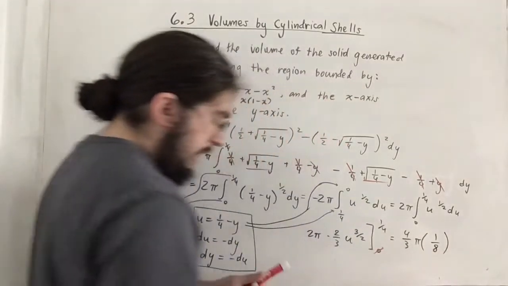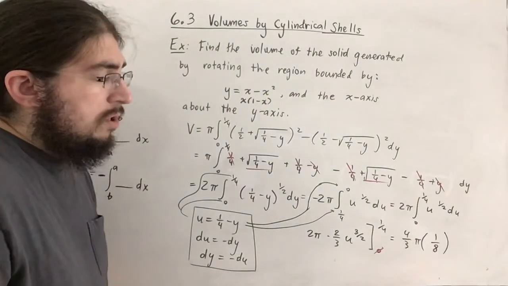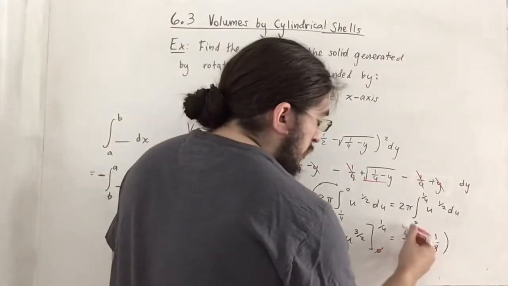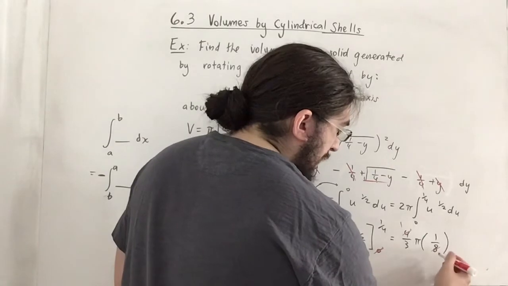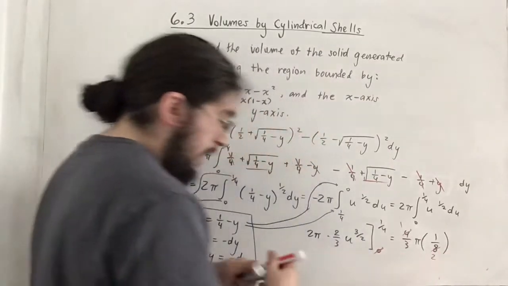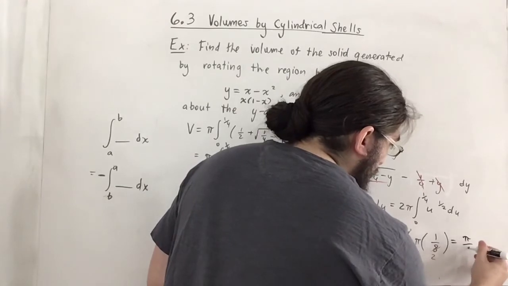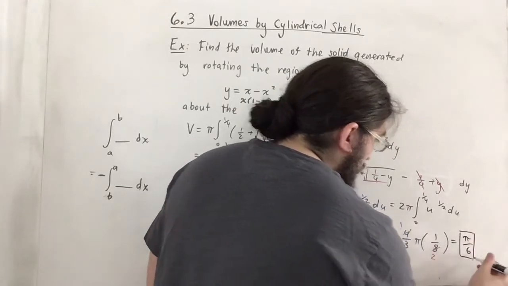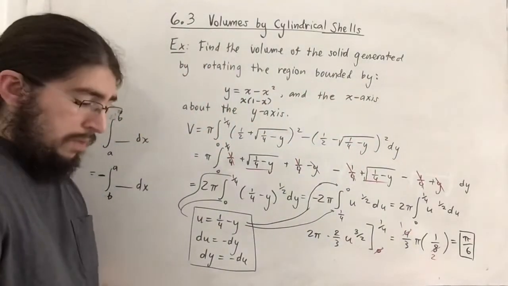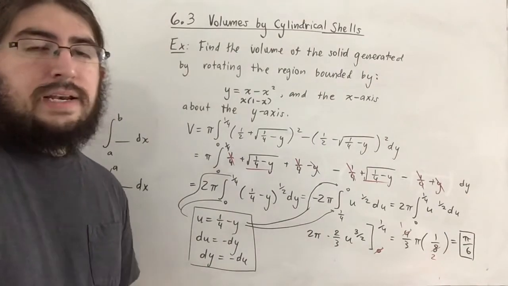And we get some nice cancellation here. Notice 4 goes into 8 twice. So really what we end up getting is 1/6 pi, or if you like, pi over 6. So the answer actually ends up being super nice, but this was a pretty crazy problem. This is a very, very challenging problem with the 6.2 techniques.